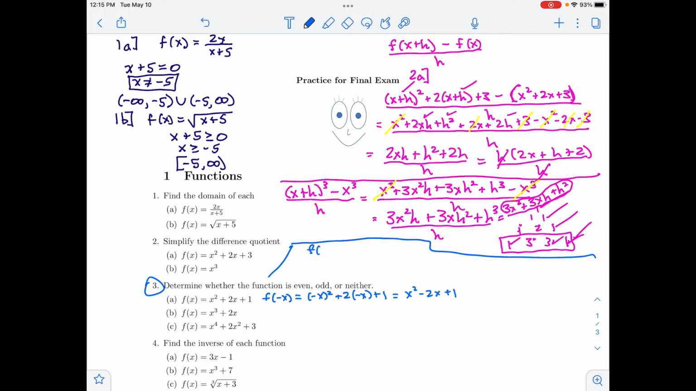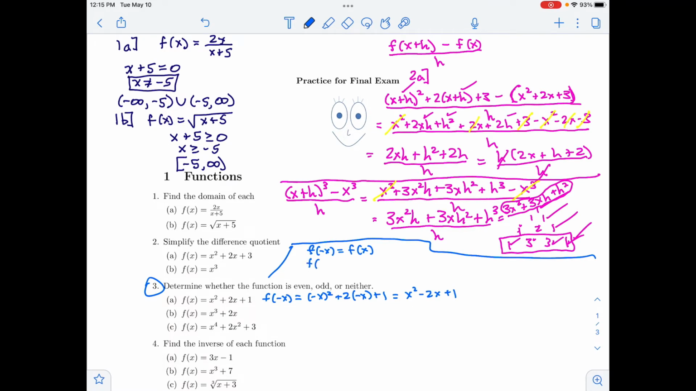So here's the deal. A function is even if this is true. A function is odd if this is true. Okay? Now, A is going to be neither even nor odd, and you can test that out. You can put a negative x in there. Let's look at this next one. Let's suppose I put a negative x in.